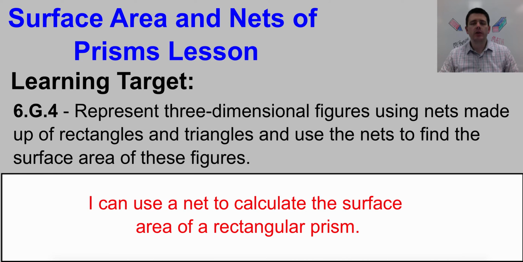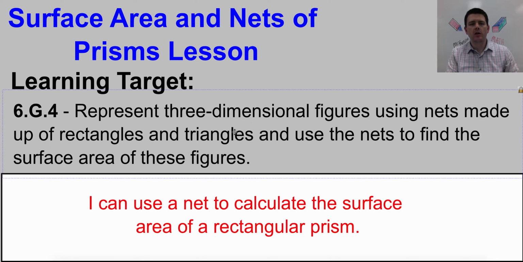In our last lesson, we practiced drawing nets for our rectangular prisms, how to unfold it and show each of the sides. So in this lesson, we're going to actually put that to use. We're going to use those nets to calculate what's called the surface area, which is basically the area of the outside of the shape. Kind of think of wrapping it in wrapping paper. Okay, so go ahead, get your notes set up.